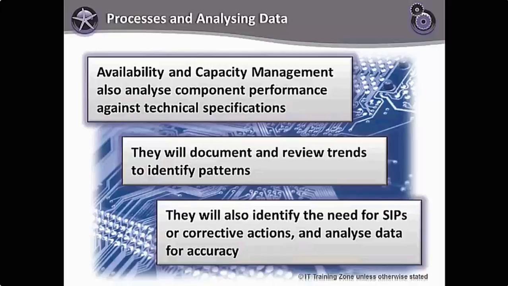Another important task for availability and capacity management is analyzing the performance of components against defined technical specifications. In addition, they will document and review trends over a period of time to identify any consistent patterns. They will also compare results with prior months, quarters, or annual reports, and with agreed levels of service. Lastly, support is given through identification of any need for service improvement plans or corrective actions, and analyzing the process data for accuracy.